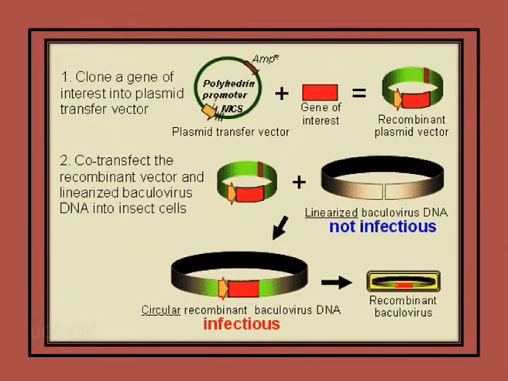So here you can see how things are created. We clone a gene of interest into a plasmid transfer vector, so the gene of interest is joined to form a recombinant plasmid vector. The second step is to co-transfect the recombinant vector and linearized baculovirus DNA into insect cells. This linearized baculovirus DNA, which was initially not infectious, becomes infectious only when it becomes recombinant baculoviral DNA. And this is how the recombinant baculovirus is created.